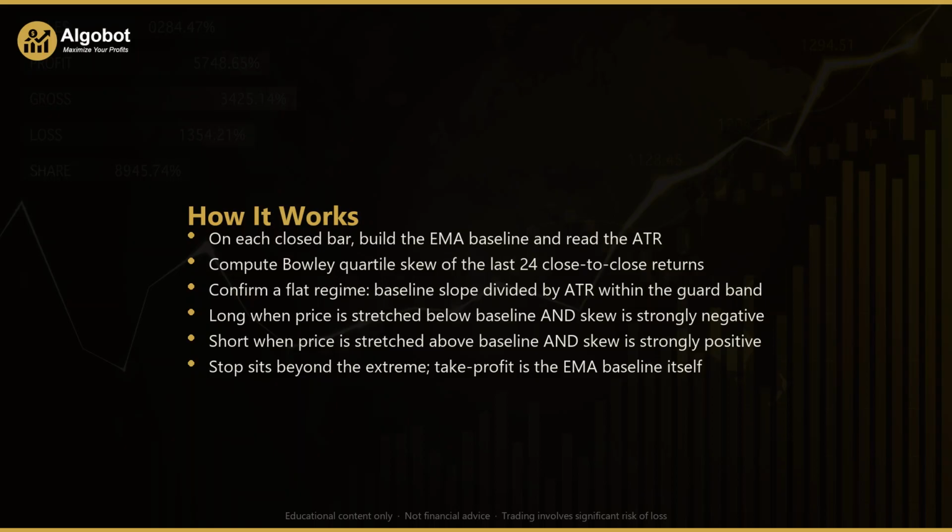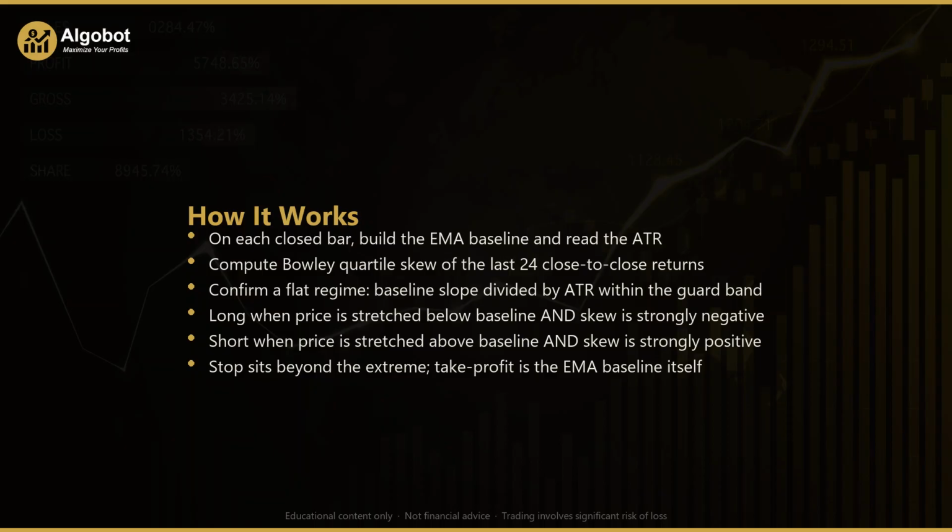The expert advisor works on closed bars, so it makes one decision after each bar completes rather than reacting to every tick. On each new closed bar, it does 3 pieces of homework. First, it builds the EMA baseline over the last 30 bars and reads the current average true range over 14 bars. It then measures the slope of that baseline across the last 20 bars and divides that slope by the ATR. This gives a volatility normalized measure of how strongly the baseline is tilting. If that value sits inside the slope guard band, the default being 1, the market is judged to be flat or non-trending. This is the regime filter, and it exists so the strategy never tries to fade a genuine, ongoing trend.